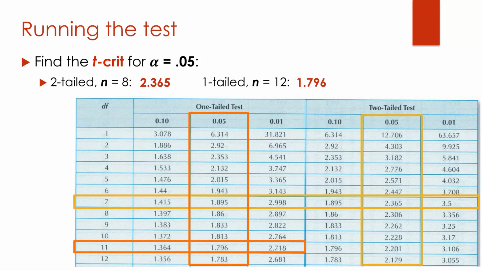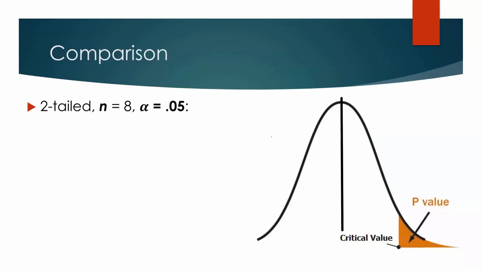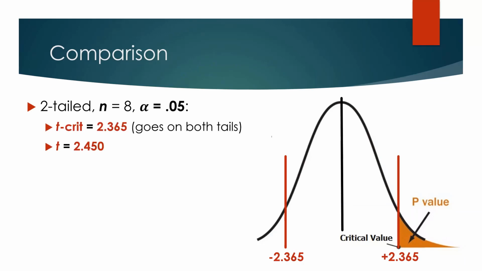Now, a few last details about finding the critical scores in regards to 2 versus 1-tailed tests. If it's a 2-tailed test, say that we have a t-crit of 2.365, well, that t-crit goes on both tails. If you're looking at the distribution of data, we're going to mark off the upper tail and the lower tail, right?